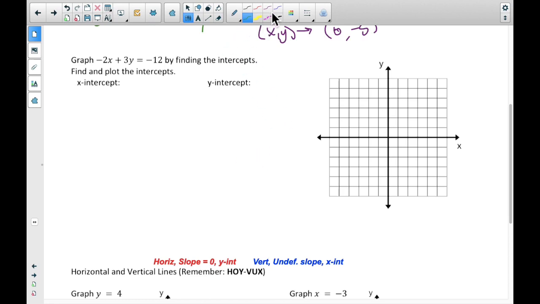Okay, one more example like this. So x-intercept, we plug in a 0 for the y. Why don't you try to pause the video and see if you can figure out the rest of this from here.